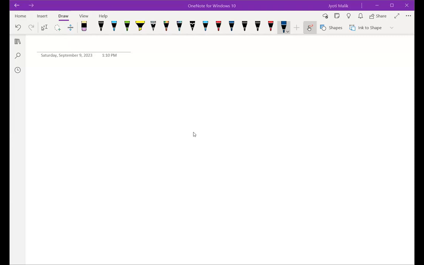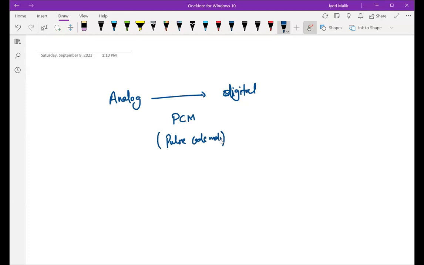So here we go. What we were doing was converting our analog signal to a digital signal, right? And the method was called PCM, which is pulse code modulation. PCM means pulse code modulation, and this process has 3 steps. What are those steps? The first step is sampling, the second step is quantization, and the third step is encoding.